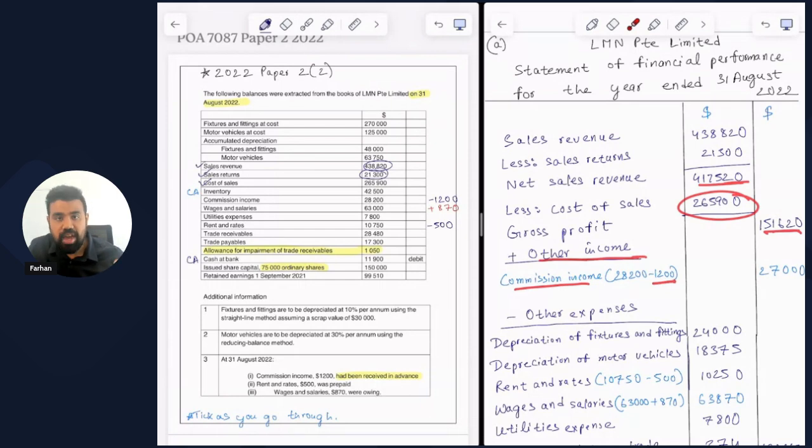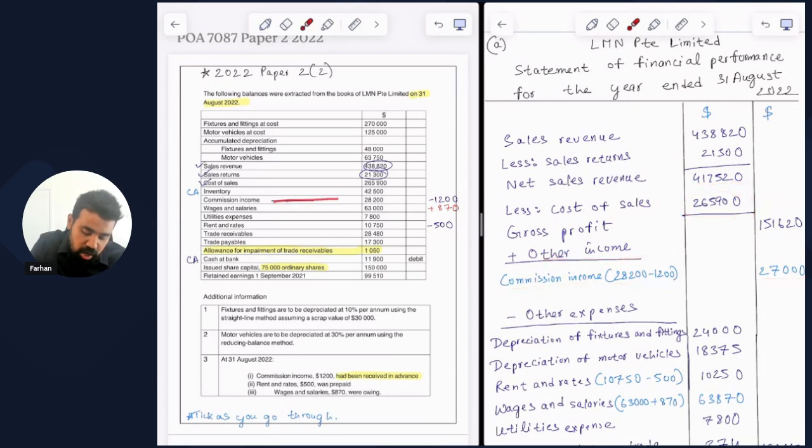We just received the cash in advance, but we are yet to fulfill our service or our obligation to deliver the product. Okay. So the commission income here is $28,200 minus $1,200, which is $27,000. Let me quickly take you there where I got this number from. As you can see, commission income was originally given as $28,200, and then we know $1,200 is received in advance, which we are subtracting.